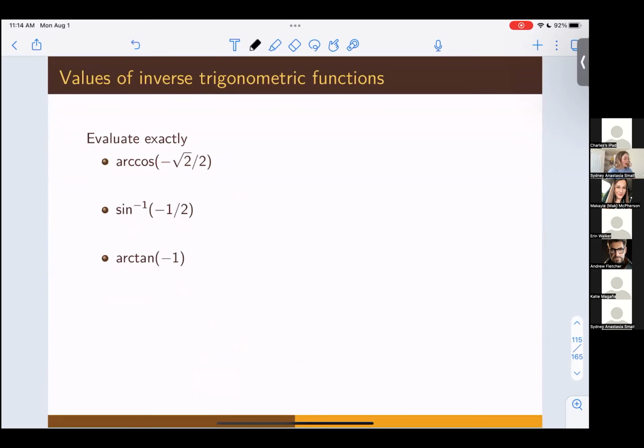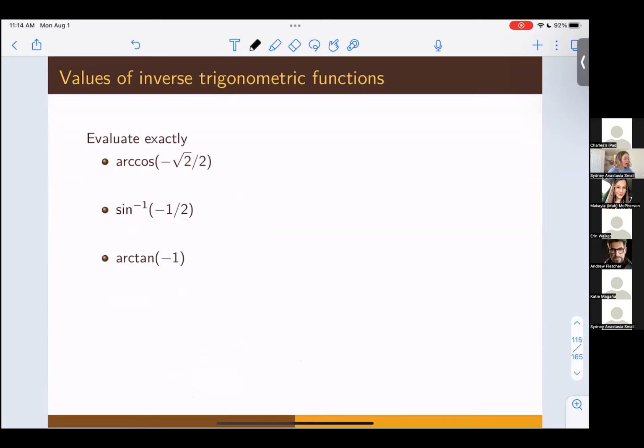Let's think about a couple more. Instead of just doing these, let's think about composing these kinds of functions. Composing them with their inverse, to be specific. So let's start off with this one. I want to find the arctangent of the tangent of -π/4.